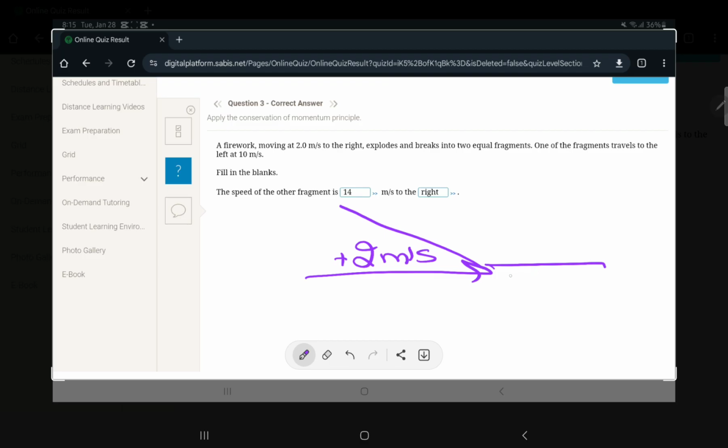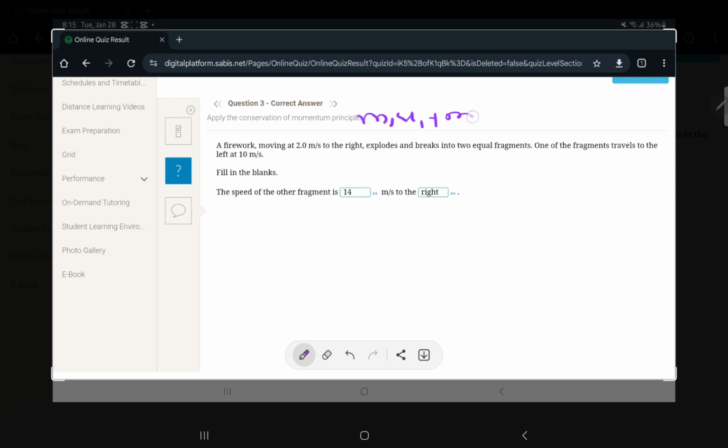And one of them is moving in an unspecified direction, okay? So we have a firework. We can use the rule m1 u1 plus m2 u2 is equal to m1 v1 plus m2 v2.